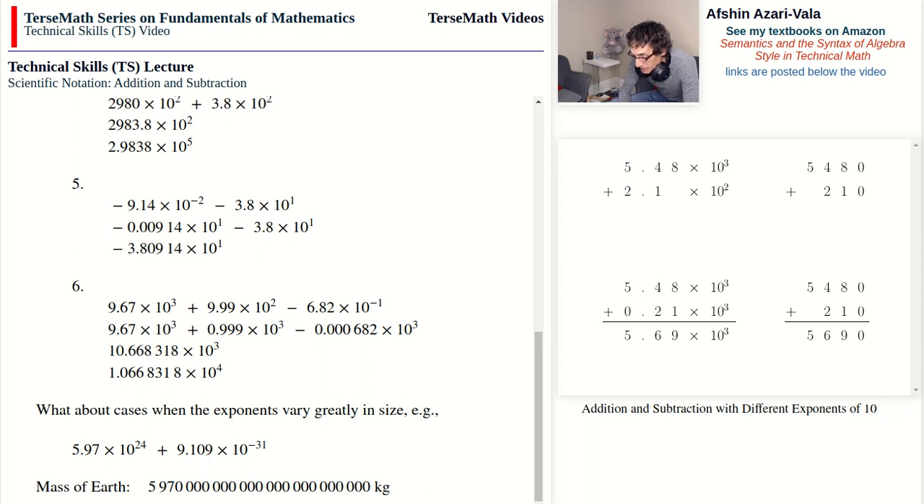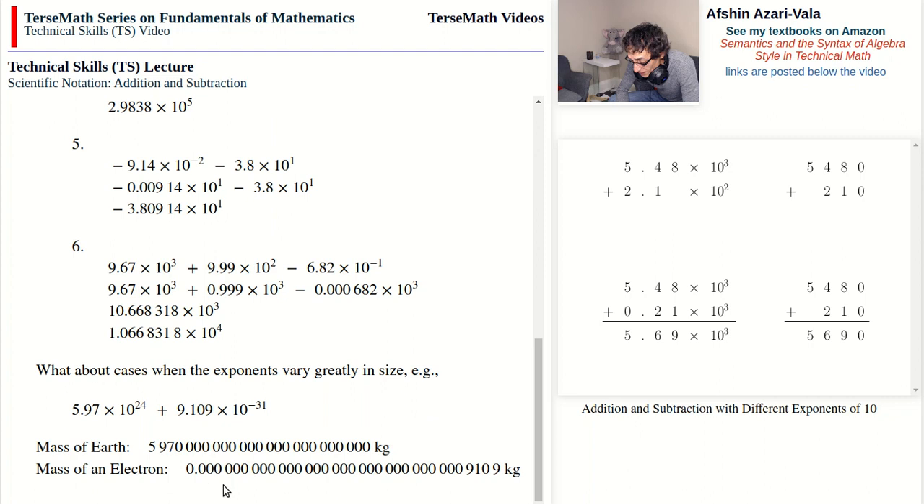More than trillions and quadrillions and so on kilograms. Whereas the second number, 9.109 times 10 to the power of negative 31, is the mass of an electron. And you can see there is the decimal point. You can see how tiny this mass is. And doing the addition here would amount to trying to find the sum of the mass of the Earth and an electron. And I highly doubt that anyone would try to do that, because we would say probably that it's the same as the mass of the Earth.